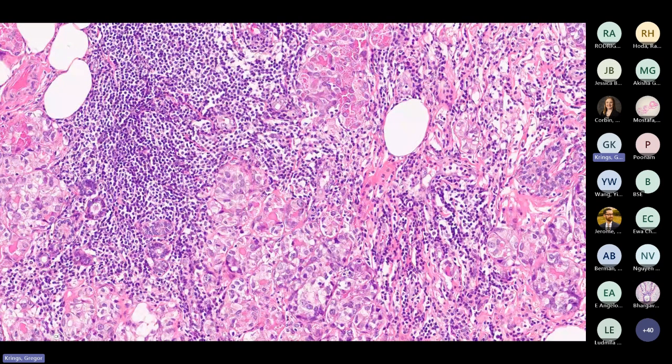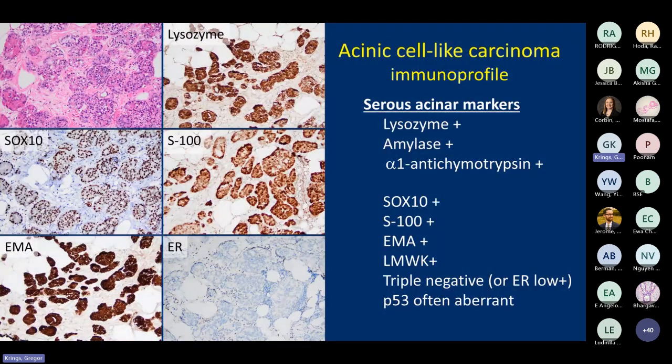This can be very helpful in distinguishing them from atypical microglandular adenosis, which doesn't typically have this feature. And by immunohistochemistry, they express serous acinar markers, at least patchy, often diffuse positivity for lysozyme, amylase, as well as alpha-1 anti-chymotrypsin. Other markers that can be positive are SOX10 and S100, as well as EMA. Again, most of these tumors are triple negative, but some cases can be ER low positive.